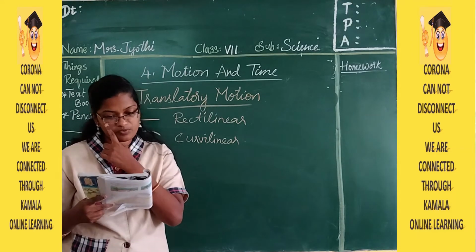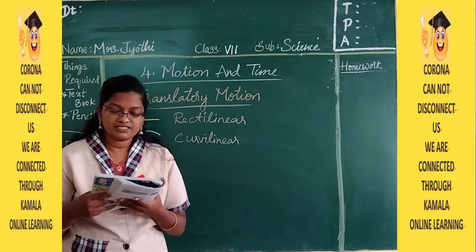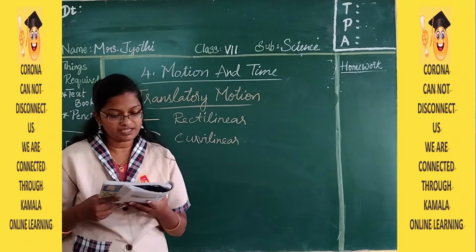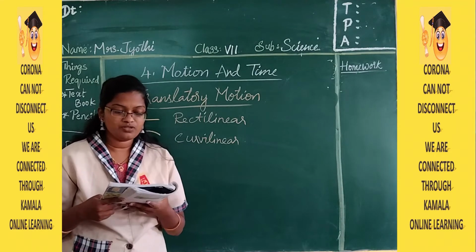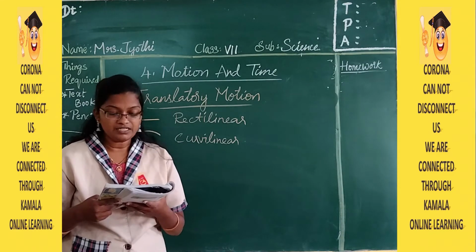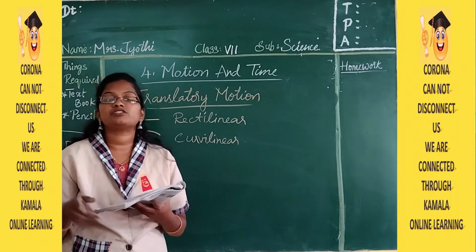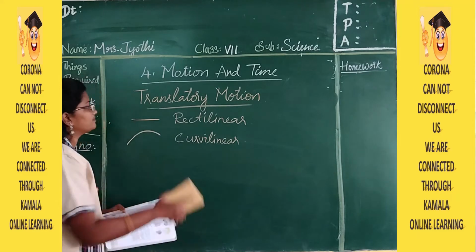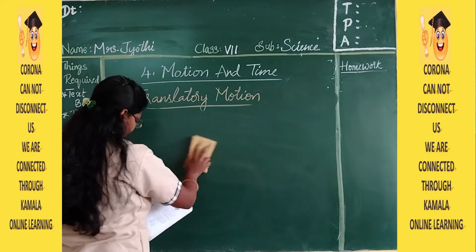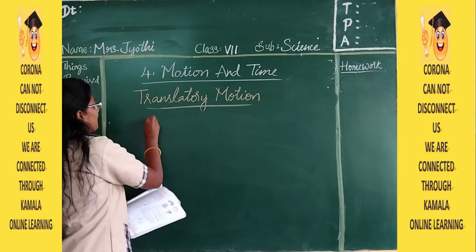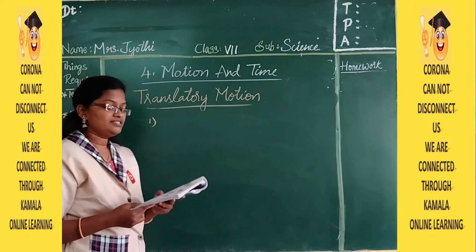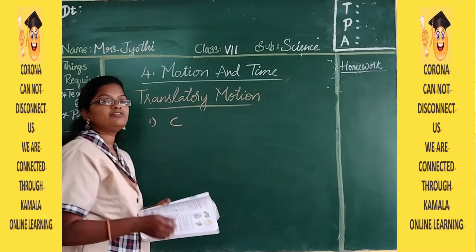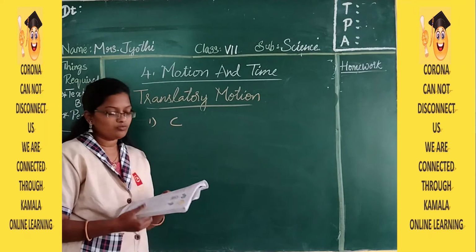Identify types of motion. We notice every day some motion in rectilinear or curvilinear at a time. Some examples are given below. Which is rectilinear we write R, curvilinear we write C, and which is both rectilinear and curvilinear we write RC. So the first one, the seconds hand of a watch. It is curvilinear, it's going to give a round movement.